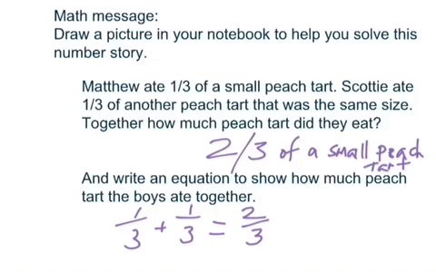Alright, so hopefully you would have told me, well, they ate 2/3 of a small peach tart. You would have hopefully drawn a picture of a peach tart and another peach tart. And you would say that Matthew ate this one and Scotty ate this one. So together they ate 1/3 plus 1/3 equals 2/3. Hopefully that's what you would see there.